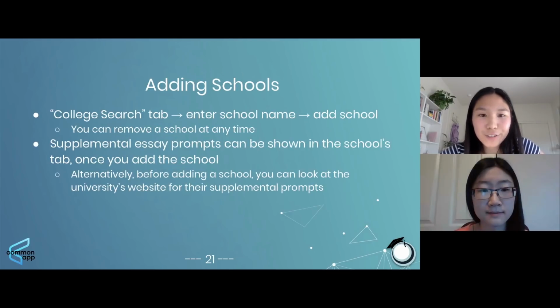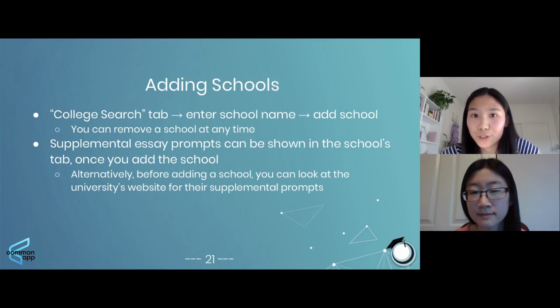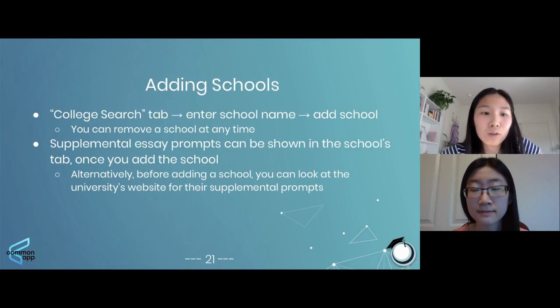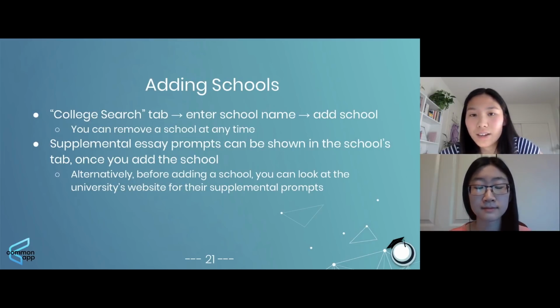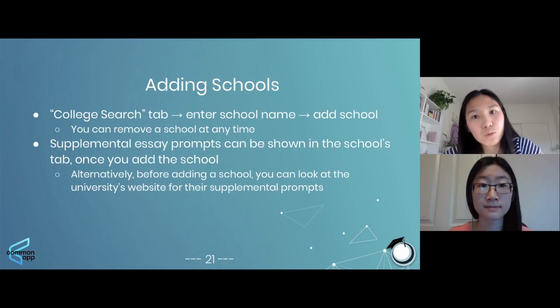All right, and now we're going to talk a little bit about actually navigating the Common Application. You can add schools through the portal. What you do is you go to the College Search tab, enter a school's name, and then you can add the school. You can also remove a school at any time. So feel free to add schools to look at their prompts, because the supplemental essay prompts will be shown in the school's specific tab after you add the school. If you feel like, oh, I'm not actually going to apply, then you can remove the school. Alternatively, you can also just go on the school's website to check out their supplemental essay prompts. Most schools should have those listed.